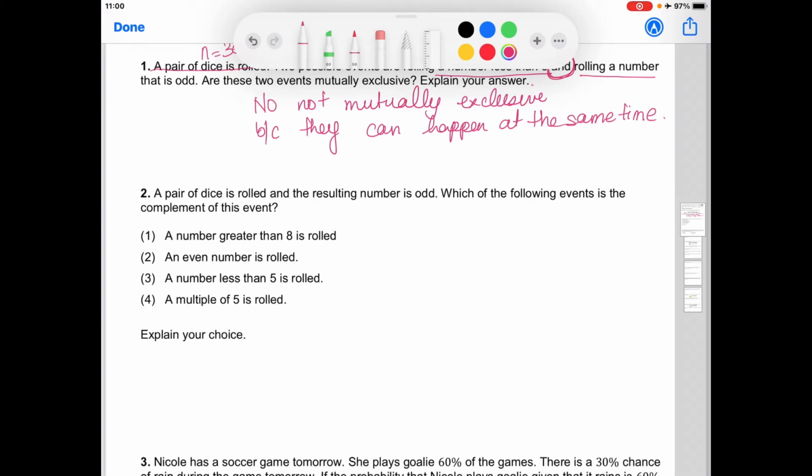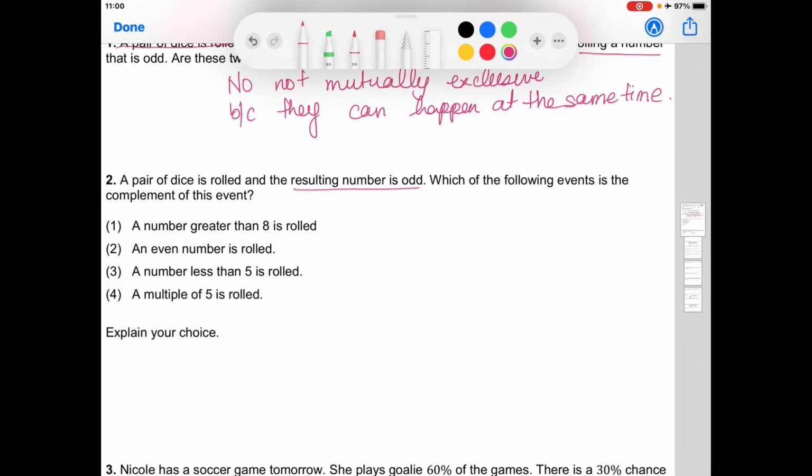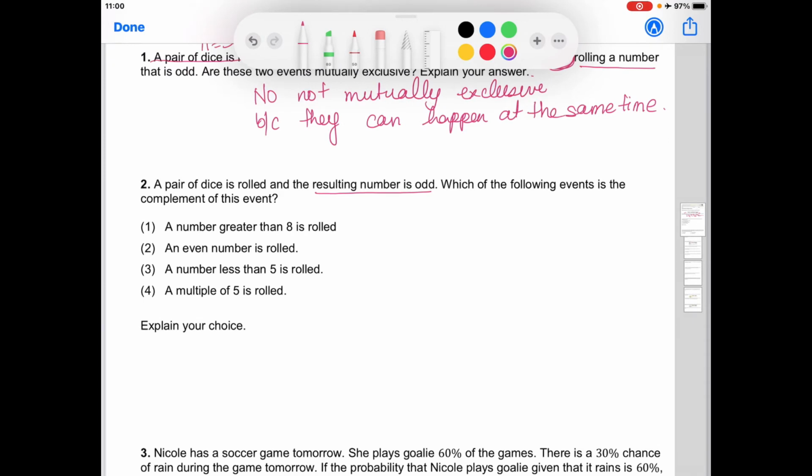So a pair of dice is rolled and the resulting number is odd. Which of the following events is the complement of this event? So this is your event happening. The number is odd. What's the complement? Complement means opposite or negating that. It means the number is even, right? Complement means not odd, which means even. So I'm going to write that down. Complement of odd is not odd, which means it's even.